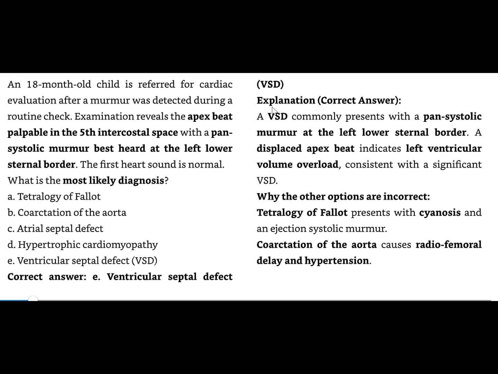Explanation: a VSD commonly presents with a pan-systolic murmur at the left lower sternal border. So the VSD characteristic presentation is a pan-systolic murmur at the left lower sternal border.